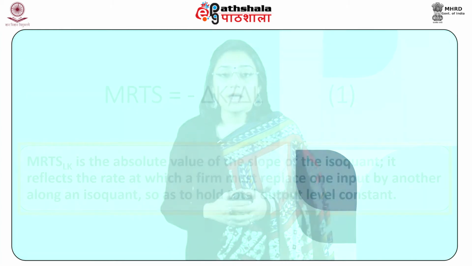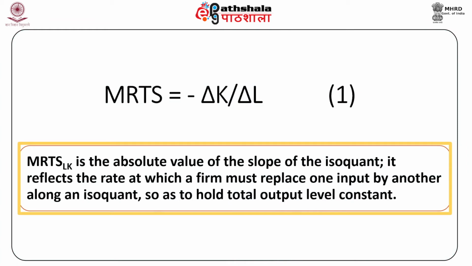The slope of the isoquant measures the rate at which these inputs can be substituted for each other along an isoquant, and this is known as the marginal rate of technical substitution, also known as MRTS. Mathematically, it is given by MRTS equals minus change in K by change in L. This is given as equation 1. The minus sign is added to make the MRTS positive, since change in K by change in L is always negative because of the slope of the isoquant.